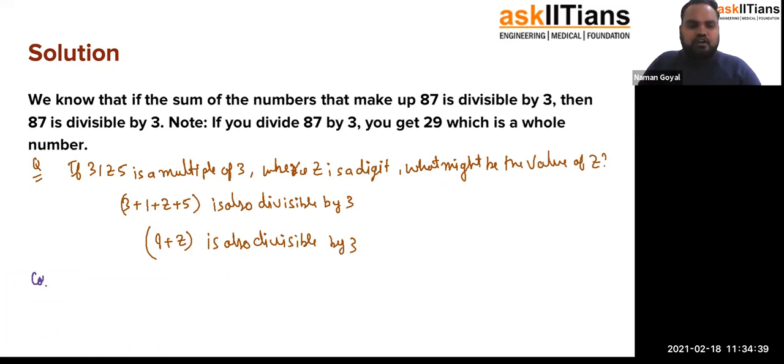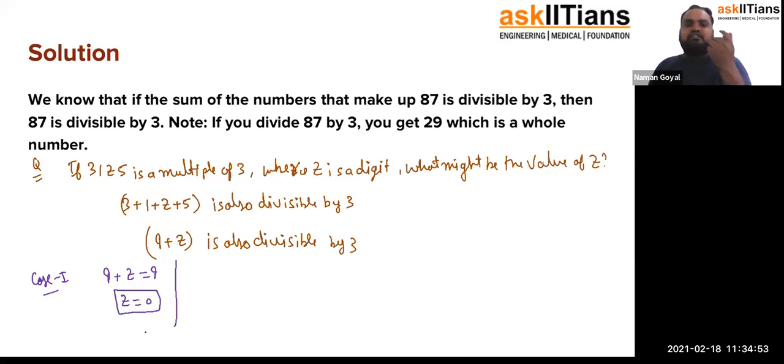So in the first case, 9 plus z becomes 9. So if 9 plus z is 9, then z is 0. So the first possibility is that z can be 0 because z is a digit, right? Okay. Now next, 9 plus z can be 12 also, right? The next number divisible by 3 after 9 is 12. So now z is 12 minus 9, which is 3. Yes, z can be 3 also.